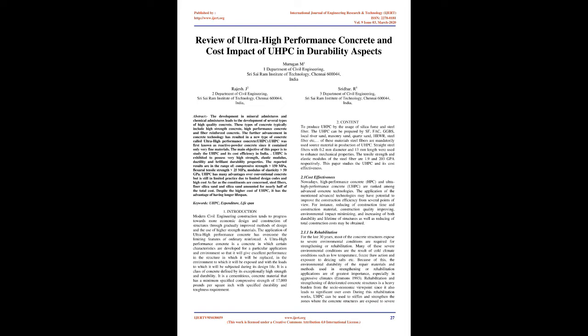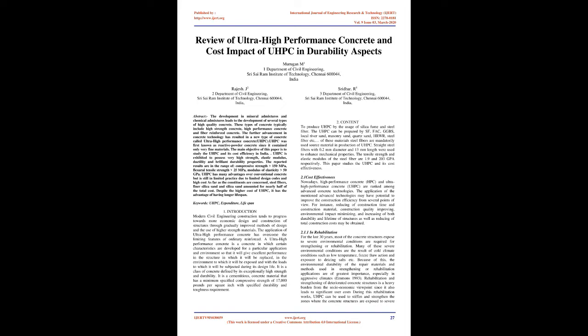The UHPC can be prepared by SF, FAC, GGBS, local river sand, masonry sand, quartz sand, HRWR, steel fiber etc. Of these materials, steel fibers are the mandatorily used source material in production of UHPC. Straight steel fibers with 0.2 mm diameter and 13 mm length were used to enhance mechanical properties. The tensile strength and elastic modulus of the steel fiber are 1.9 GPa and 203 GPa respectively. This paper studies the UHPC and its cost effectiveness.